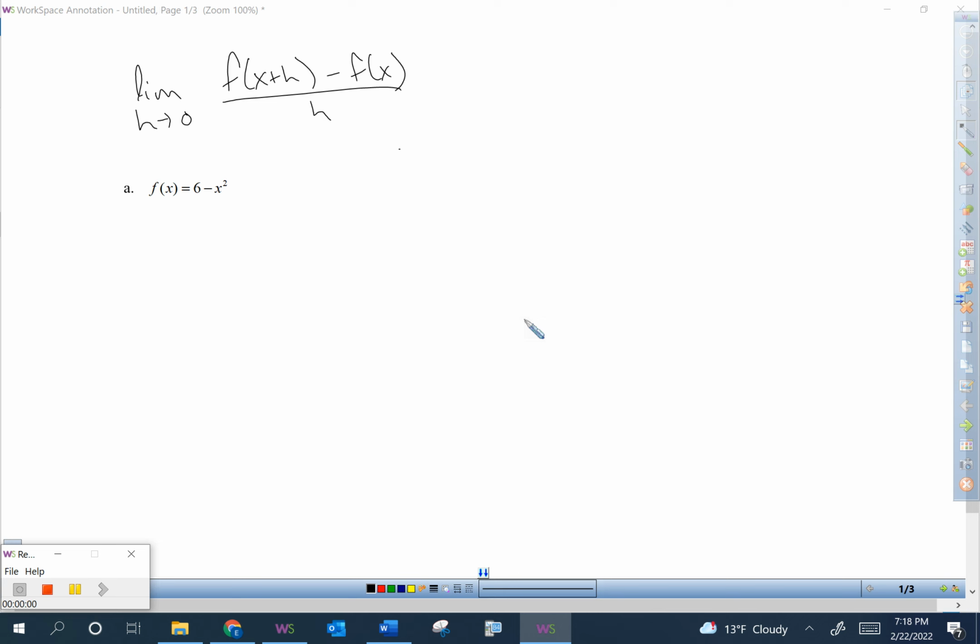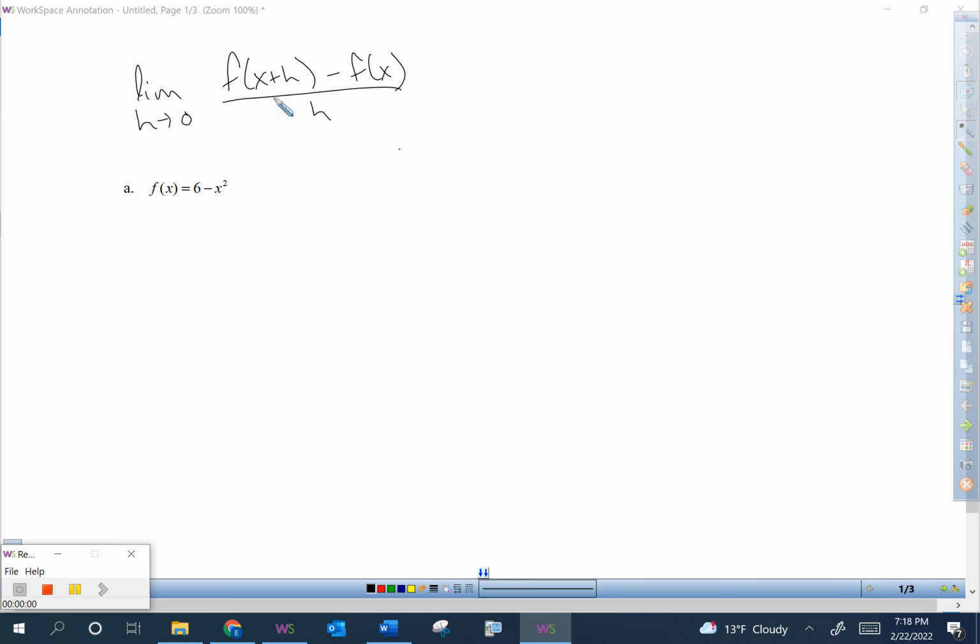Alright y'all, this is going to walk you through Unit 1 concept list number 5, which uses the limit definition of derivative to find derivatives of different functions. The first example is a polynomial, and we're going to use this rule by breaking it into the pieces.